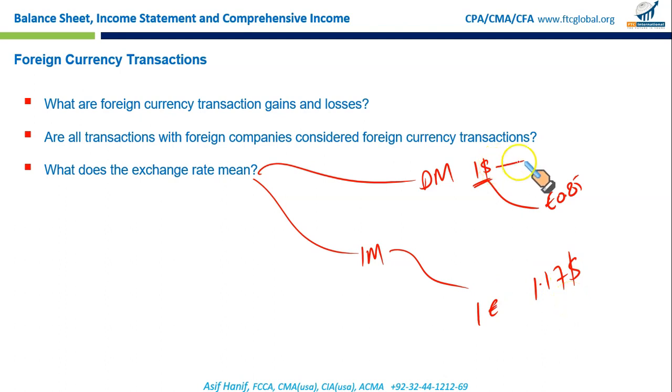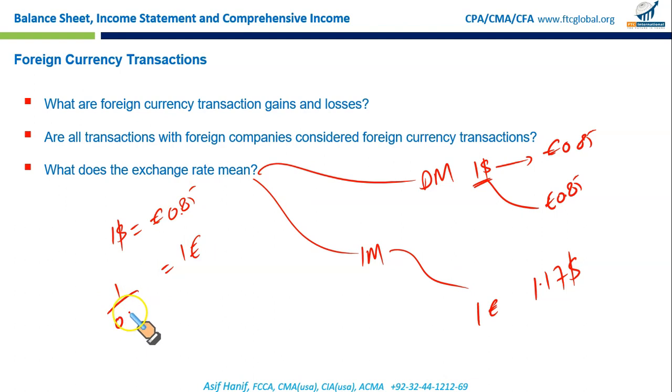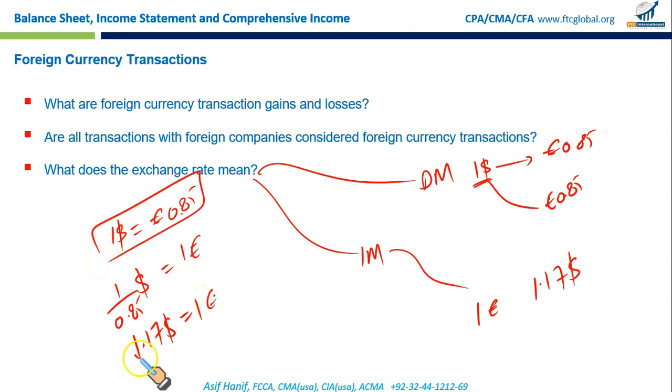So $1 gets you 0.85 euros, and you simply take 0.85 to the other side of the equation. Just write it this way. It's very simple. It's not an exact science. $1 US is worth 0.85 euros, and that means €1 is equal to 1 over 0.85 dollars, and if you simplify it is $1.17. As simple as that. So this is the direct method and this is the indirect method, and it's quite handy in computations.